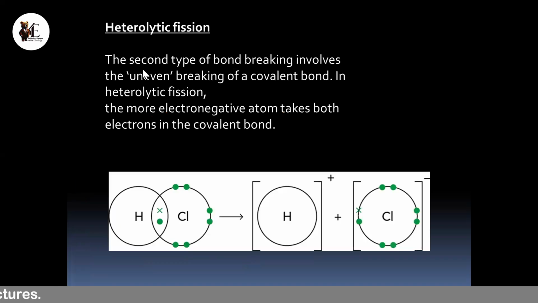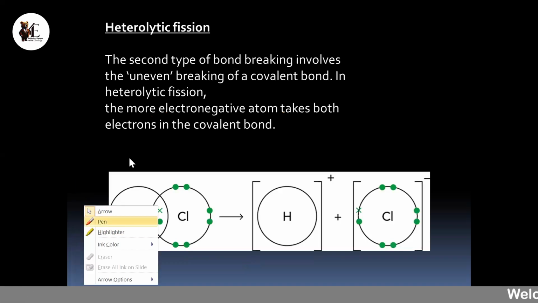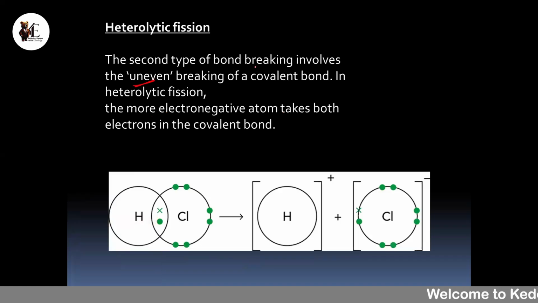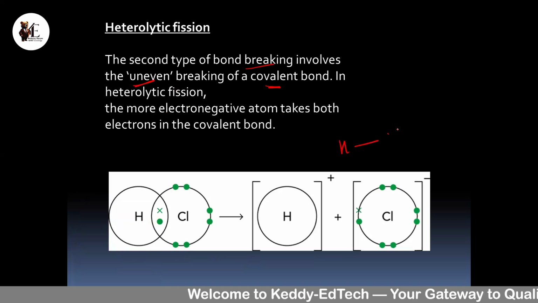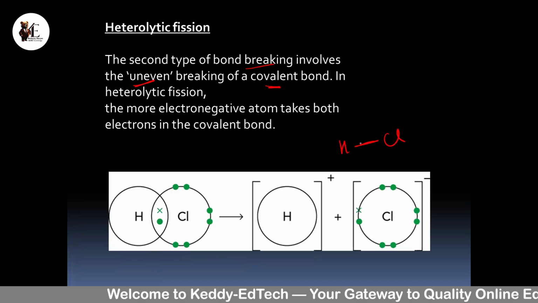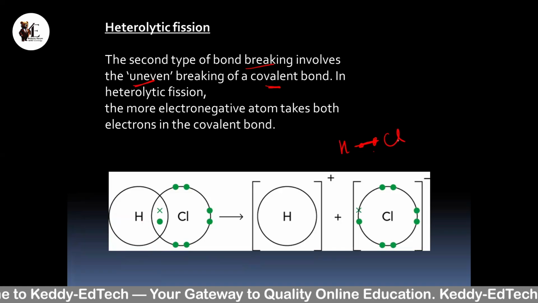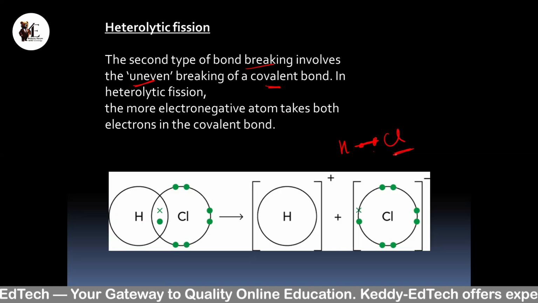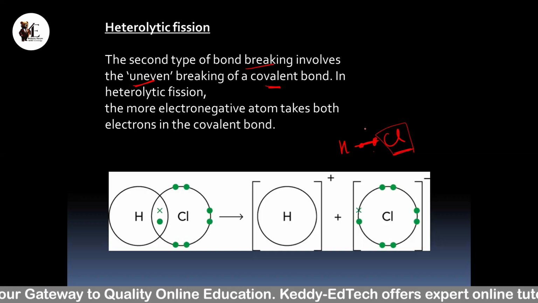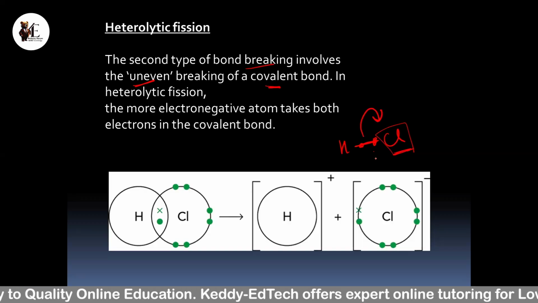Now in heterolytic fission, uneven breaking will happen. It is the second type of bond breaking, which involves uneven breaking of a covalent bond. So in heterolytic fission, for example in HCl, what happens? Both the electrons, here we have how many electrons? 2 electrons. So both the electrons are taken up by the most electronegative element, which is chlorine in this case. So this is your heterolytic fission. It is represented by a full arrow.